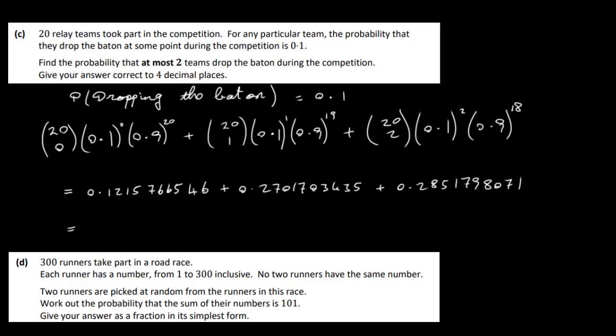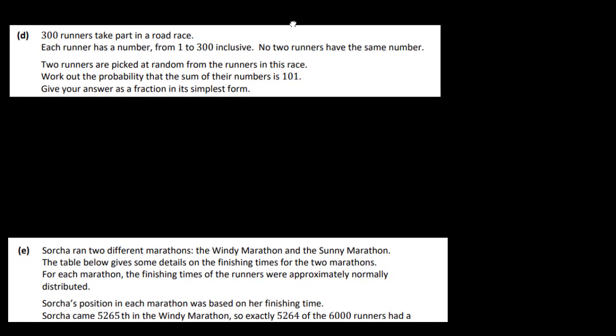9807. Just got to add those 3 up and you get this to 4 decimal places, so it's 0.6769. 0.6769 to 4 decimal places. Okay, so that's part C, so let's have a look at part D then.